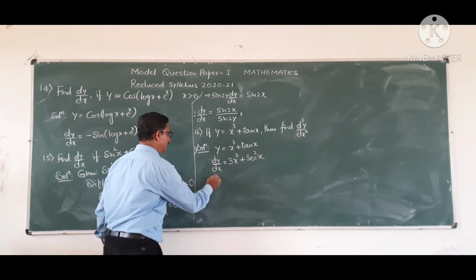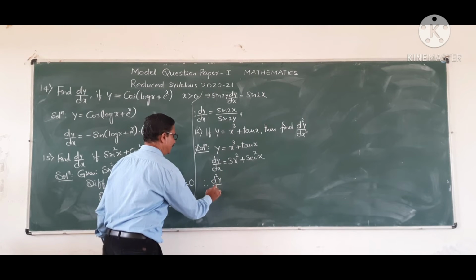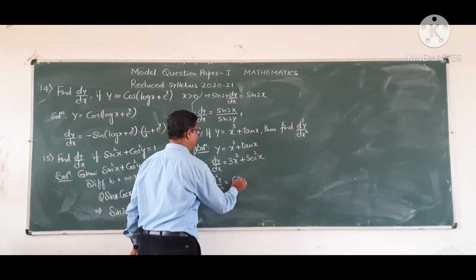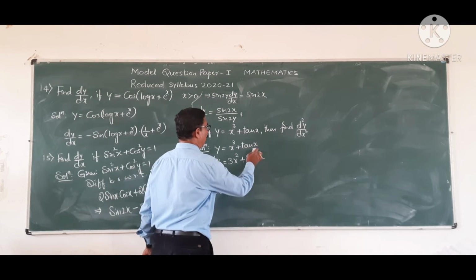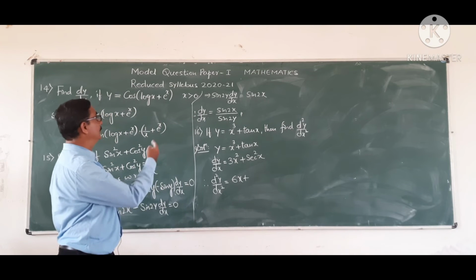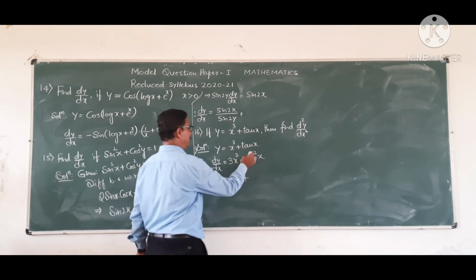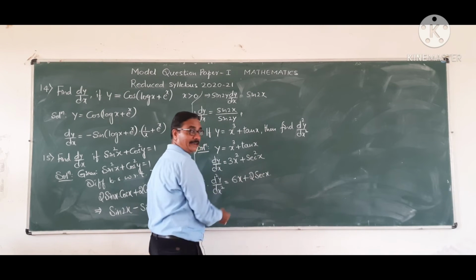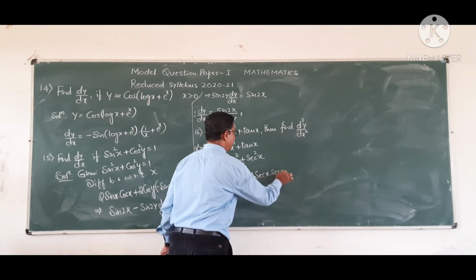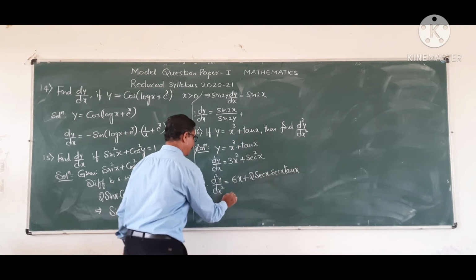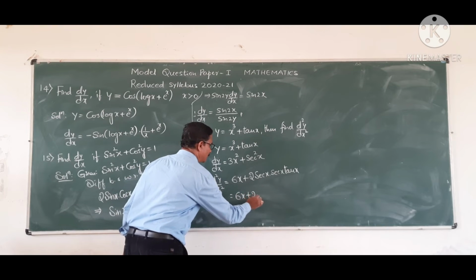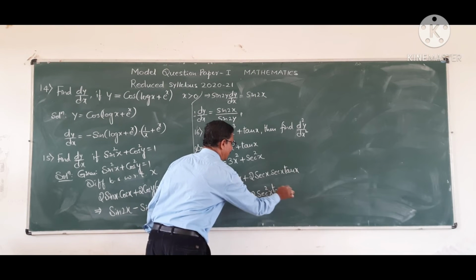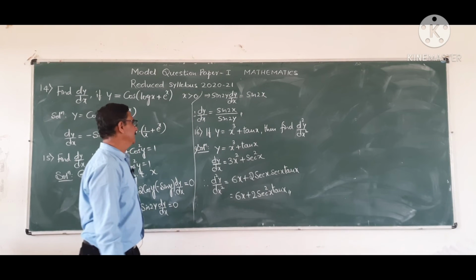Once again differentiate. Derivative of dy by dx is d square y by dx square. What is the derivative of 3x square? 6x plus, how many friends? 2 friends. First friend power 2, second friend sec x. What is the derivative of sec square? 2 times sec x into another friend, which is sec x. What is the derivative of sec x? Sec x into tan x. So that is 6x plus 2 sec x into sec x, sec square x into tan x. This is problem number 16.